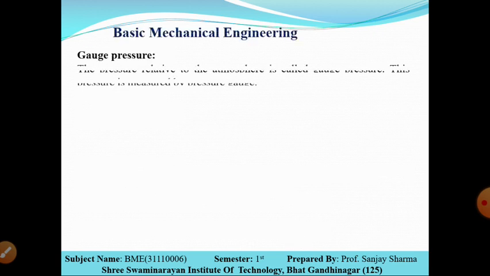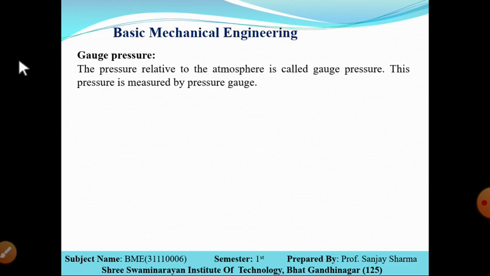Now the next one is gauge pressure. What is this gauge pressure? Friends, the pressure relative to the atmosphere is called the gauge pressure. This pressure is measured by the pressure gauge. Now I would like to discuss this point in detail with you. Suppose you go to the market to purchase a pressure gauge, what will be the reading on that? It will be 0. It means that although there is pressure in the atmosphere, the gauge still identifies it as 0.